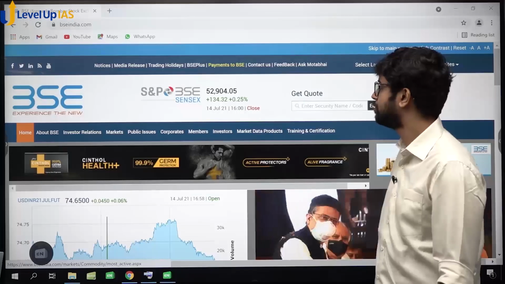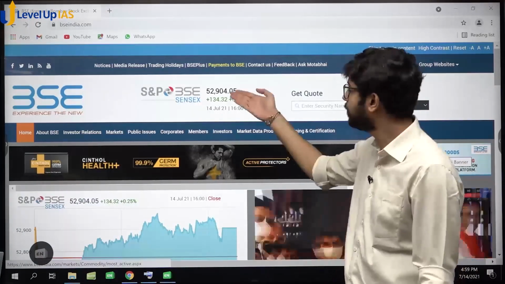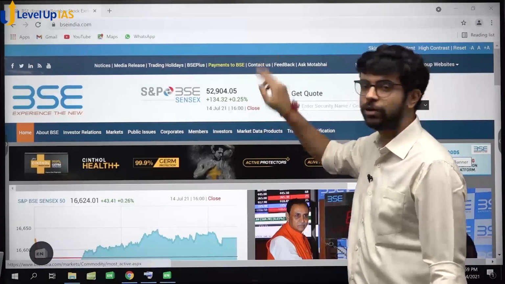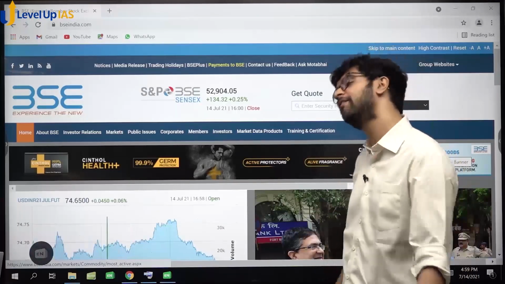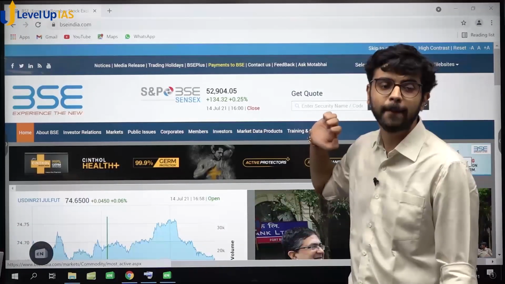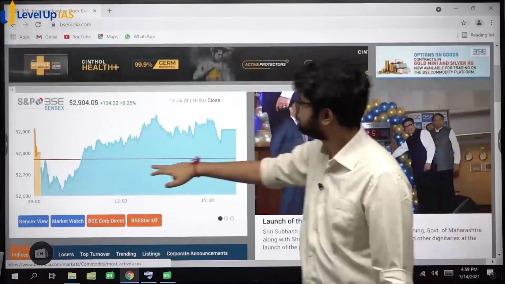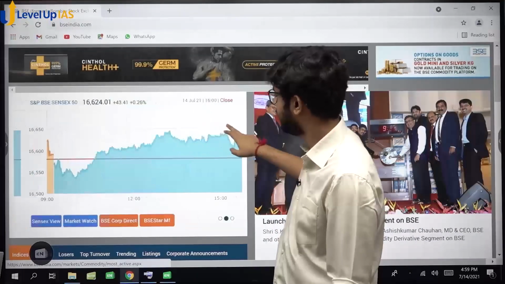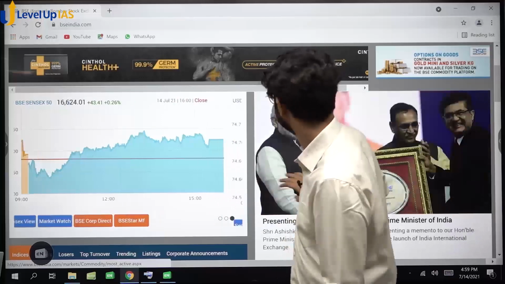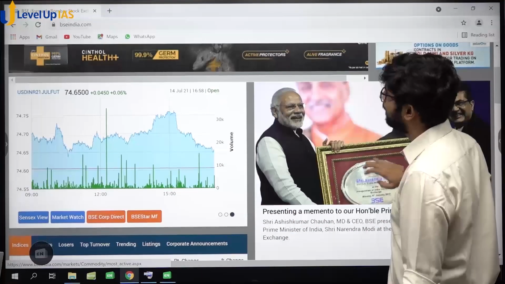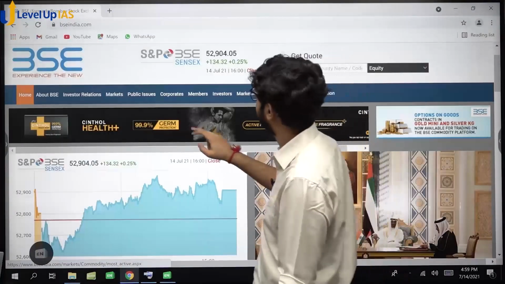Plus 134. It has increased. If it had reduced, it would be shown differently. What is 52,900? What does it indicate? It indicates the weighted average market capitalization of the top 30 companies. See this. This is how the market has moved throughout the day. Now, where shall we go?